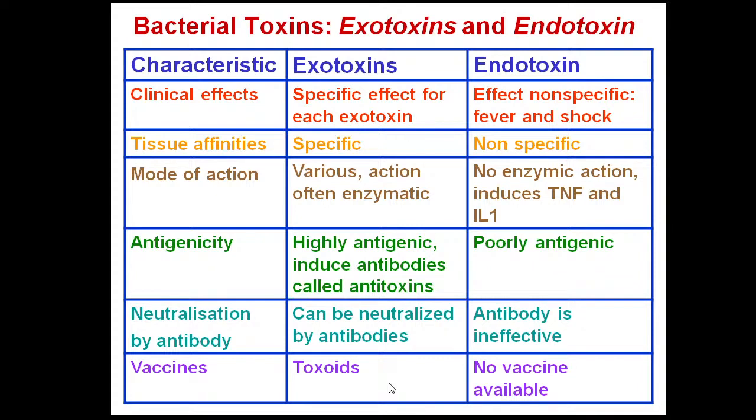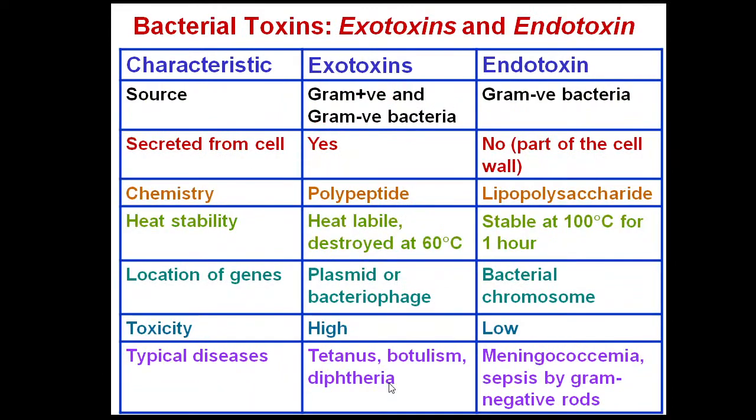Here we have a table for comparing these two types of toxins. First, let's take a look at the name. Why are endotoxins called endotoxins? Endo, inside. Okay, let's take a look at this first. Endotoxins usually are produced by gram-negative bacteria only, while exotoxins are produced by both gram-positive and gram-negative bacteria.